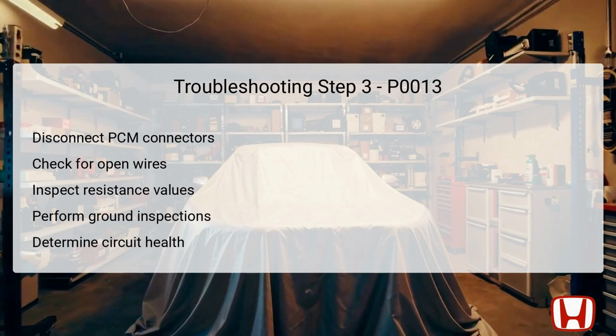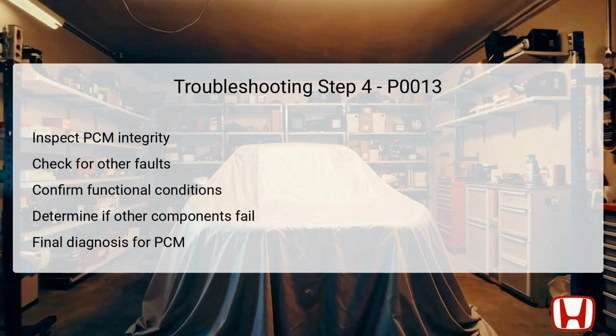Resistance values should be measured, and ideally, you should find them to be less than 1 ohm, indicating a healthy circuit. Continuously performing ground inspections can reveal critical information about circuit integrity, particularly if connections are loose or corroded. A thorough examination of these elements is vital as they underpin the operational effectiveness of the sensor and actuator functions within the PCM's control scheme.